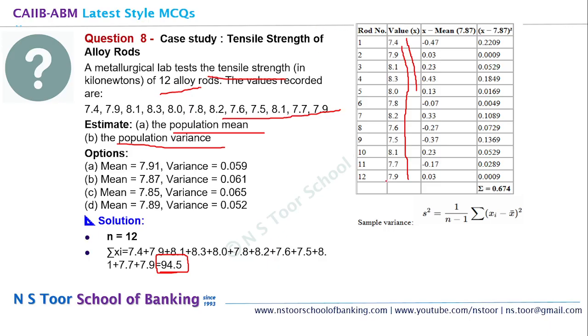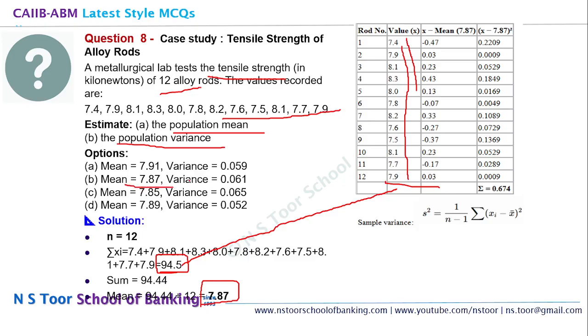So the total of this column is 94.5. 94.5 divided by 12 is equal to 7.87, which will be the mean. So the population mean is equal to 7.87. So B should be my correct answer.